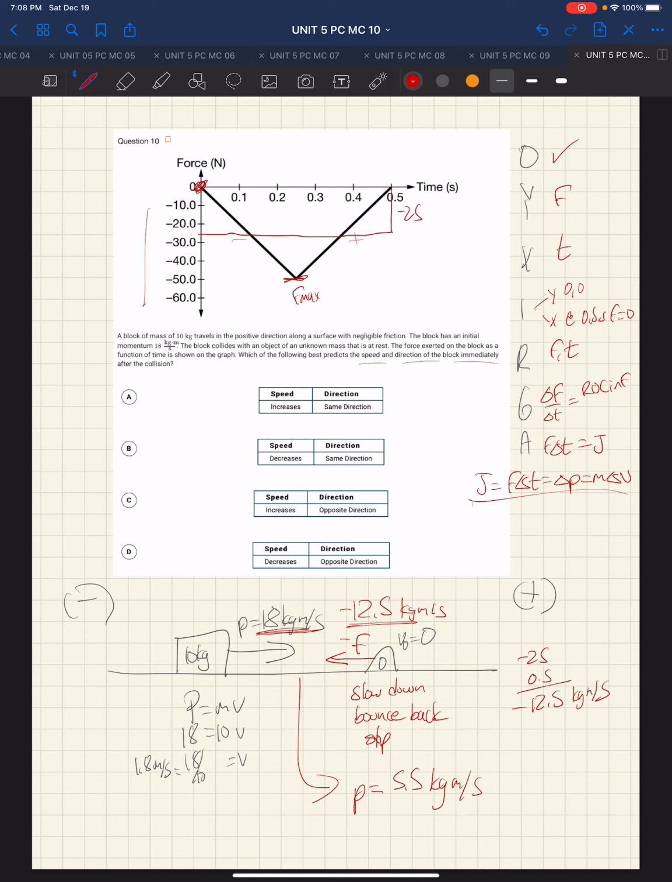So what we know is it's going to be the same direction. So that allows us to take out choices C and D. And we know the speed is going to decrease. It has less momentum than it did before, and that's why it's choice B.